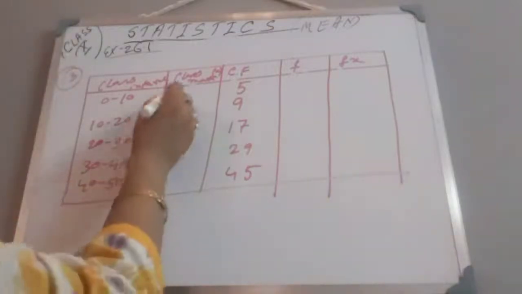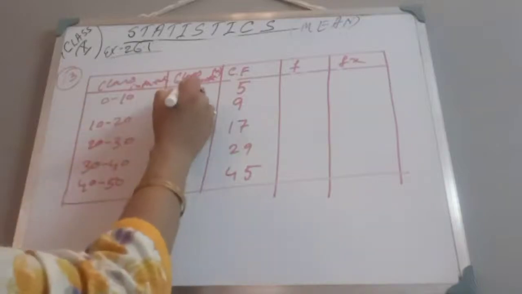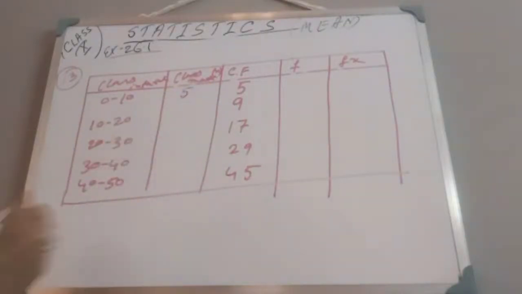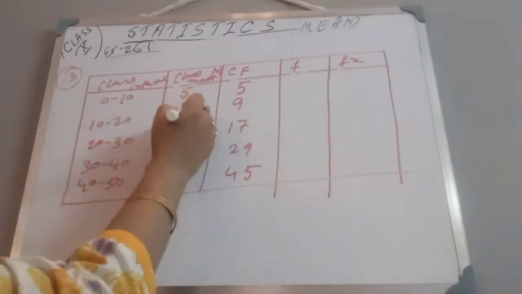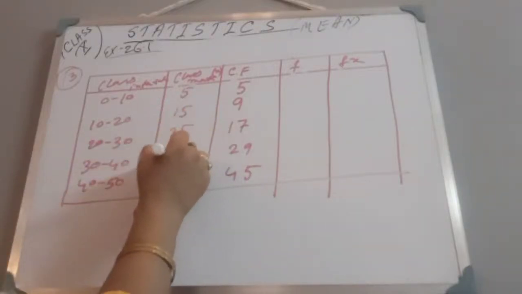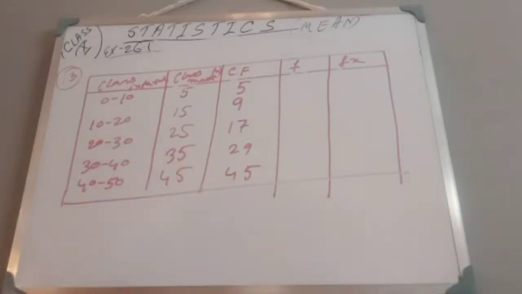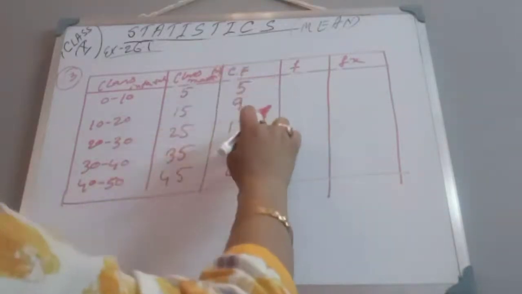Let us write. Now let us write class mark first. So 0 to 10. So 10 by 2, that is coming 5. And then 10, 10 difference. So 10 plus 5, 15. Next 15 plus 10, 25, 25 plus 10, 35, 35 plus 10, again 45. Okay. Now cumulative frequencies are given 5, 9, 17, 29, 45.